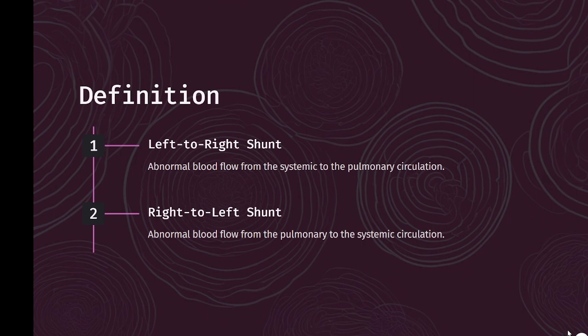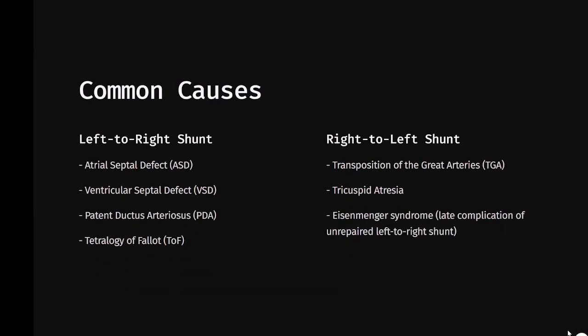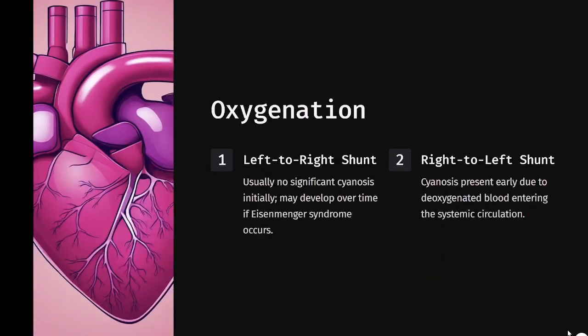Common causes: atrial septal defect, ASD, ventricular septal defect, VSD, patent ductus arteriosus, PDA, tetralogy of Fallot, transposition of the great arteries, TGA, tricuspid atresia. Eisenmenger syndrome, a late complication of unrepaired left to right shunt. Oxygenation: usually no significant cyanosis initially, may develop over time if Eisenmenger syndrome occurs. Cyanosis present early due to deoxygenated blood entering the systemic circulation.